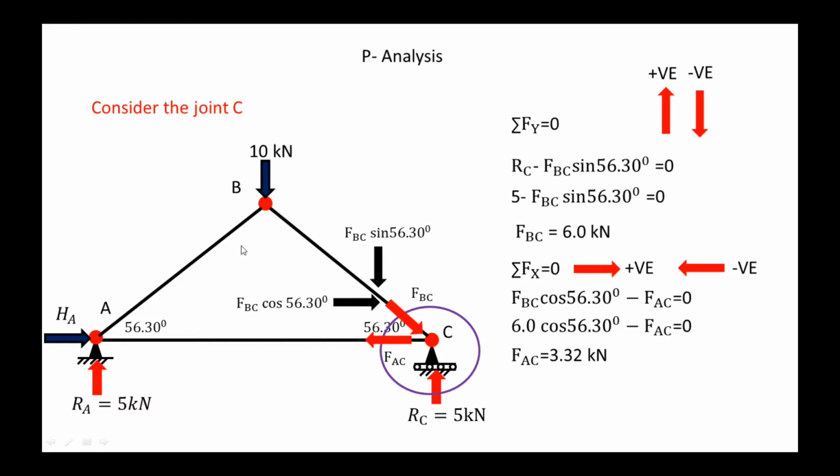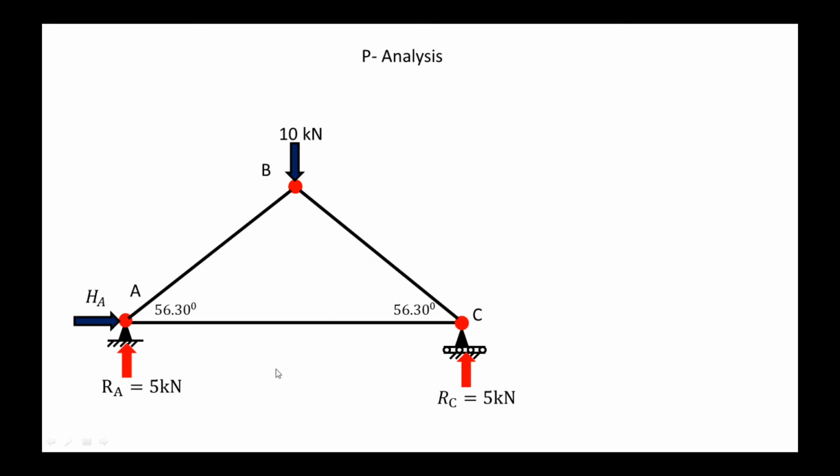Then the force in the AB is the same as that of the BC. That is why no need of the calculation of the member force in the AB. By symmetry, we can directly write the BC force is the same as the AB force. So here the P analysis, final forces, the AB and the BC having the same directions and the same magnitude, that is 6, and member AC is 3.32. So member AB is compression and member BC is compression and member AC is tension.